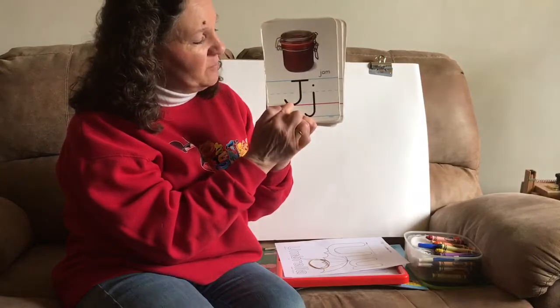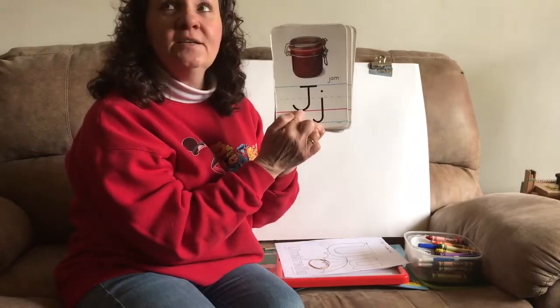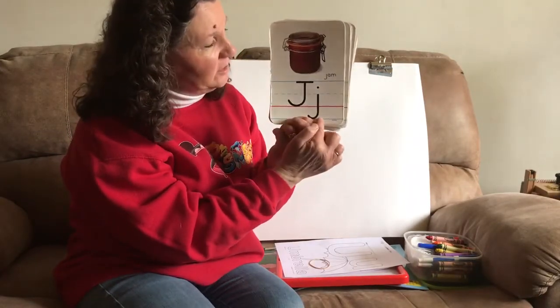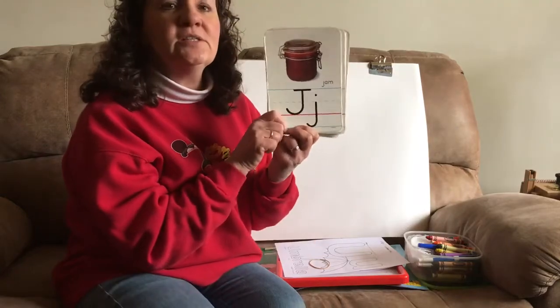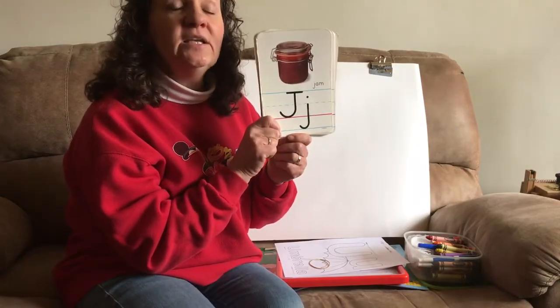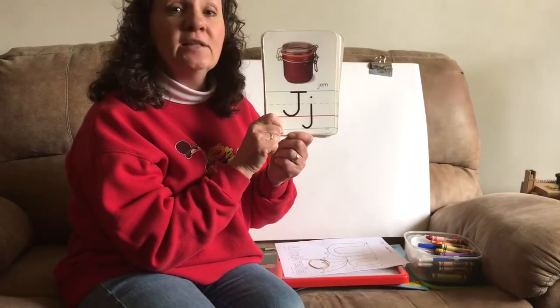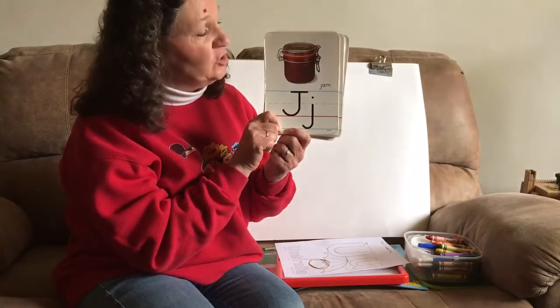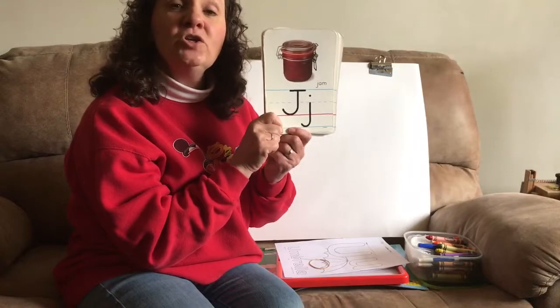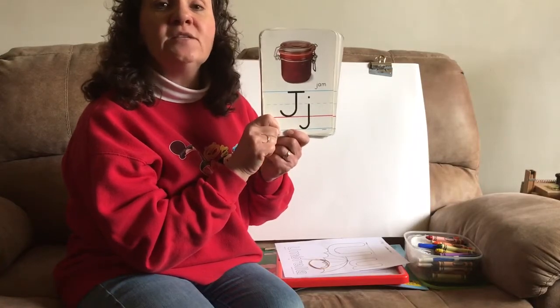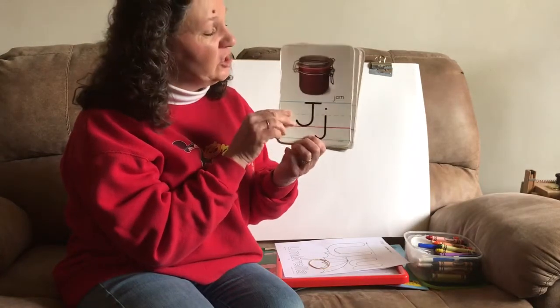And then we have what letter? J. There's our capital J for Jason and Jesus, and our lowercase j makes the j sound, like Jason and Jesus and jar and jelly and jam. J is for jam, j, j, j.